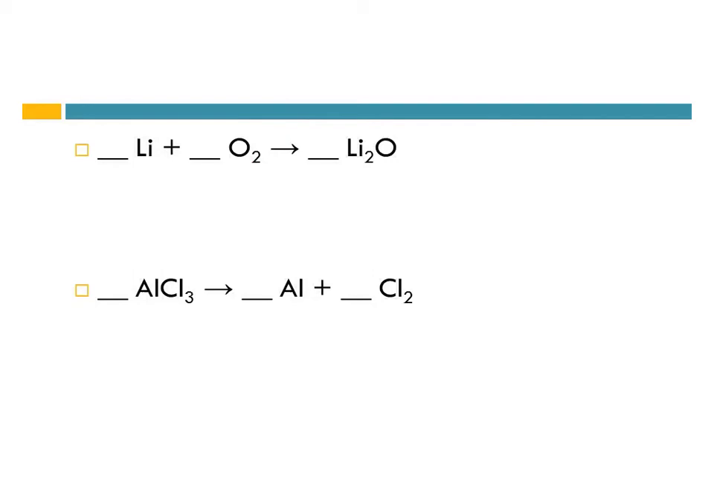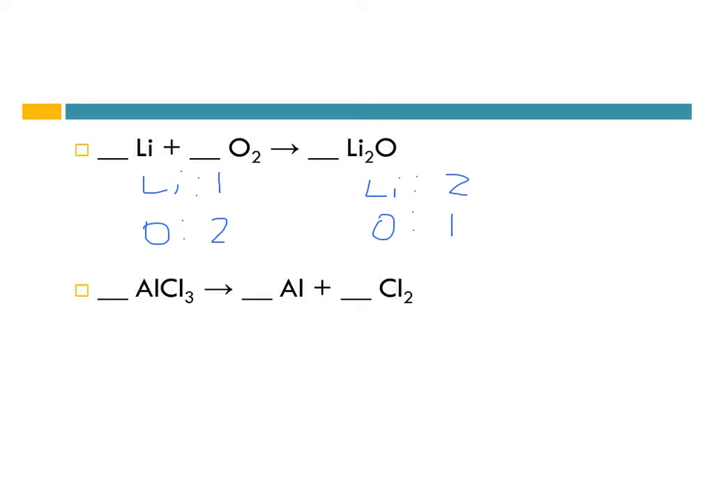Now let's do this other one. I've got lithium and oxygen yields lithium oxide. Alright, so lithium, there's only 1 at the beginning and 2 oxygens. And at the end I've got 2 lithiums and 1 oxygen. Now on these other 2 problems, we've only had one of the counts be off, and this time both of them are off.